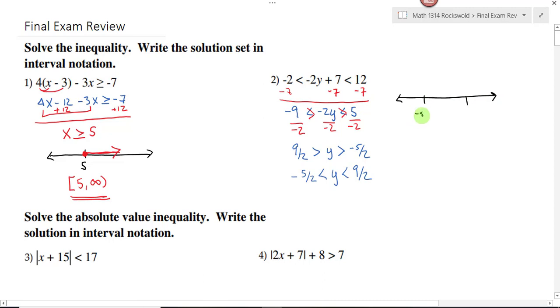negative 5/2 and a 9/2. And I would shade everything in between, and I would have open circles here because this is a strict inequality. So how would I write this answer using interval notation?